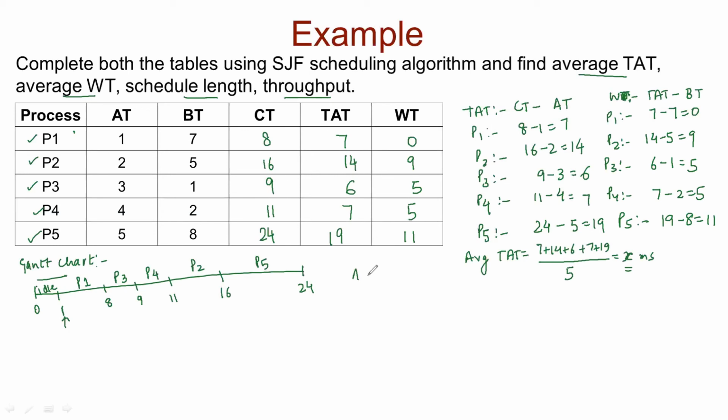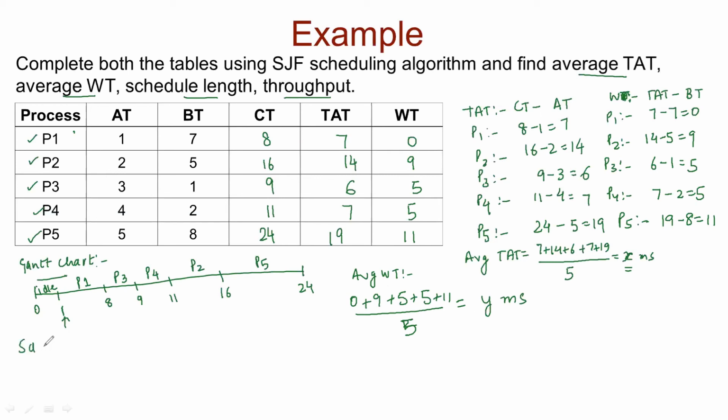So the average waiting time is 0 plus 9 plus 5 plus 5 plus 11 divided by, oh sorry, divided by 5. That is the number of processes, which will give you some value. So you have to compute the average waiting time on your own.